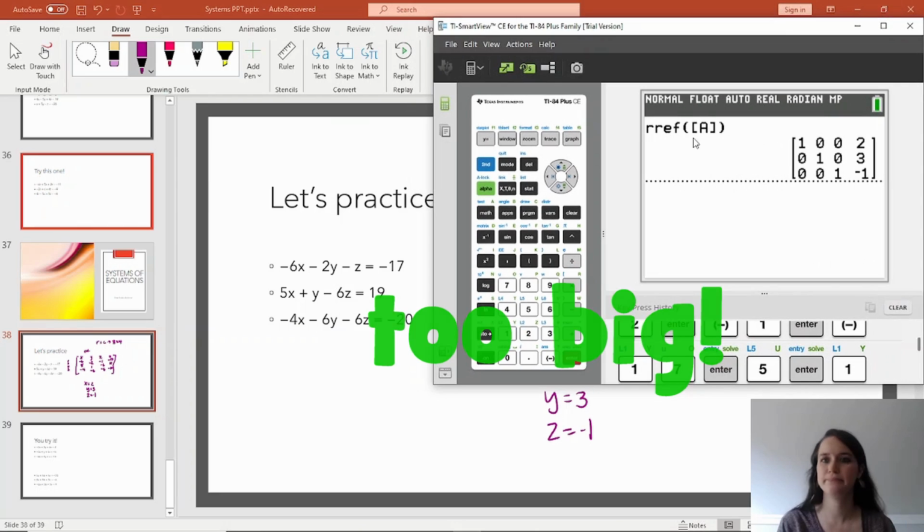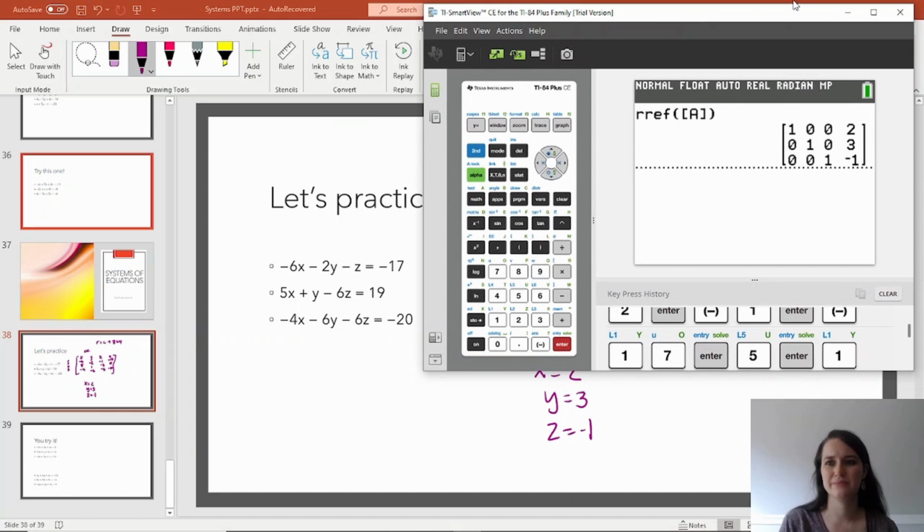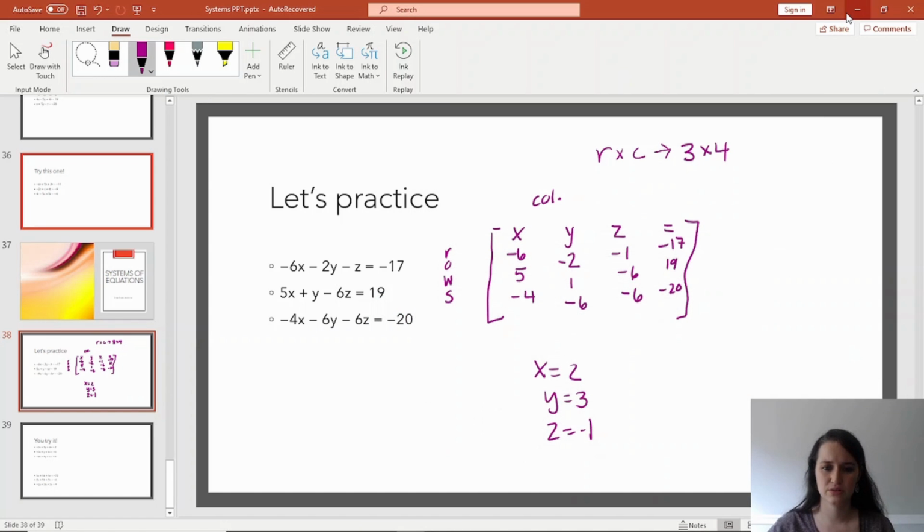So I've just solved these three-variable equations with a matrix, which was super easy. Super fast. The explanation took longer than the actual operation on the calculator. All right.